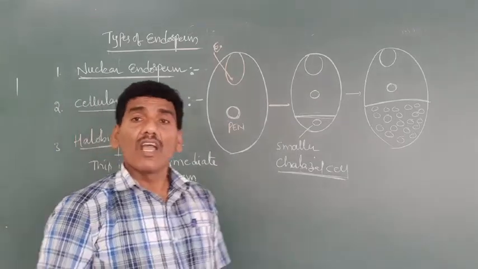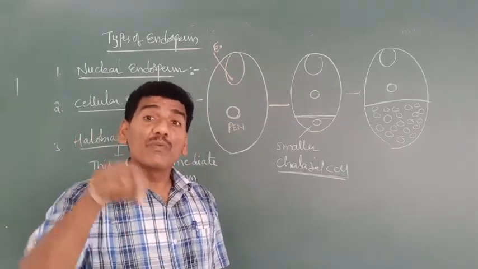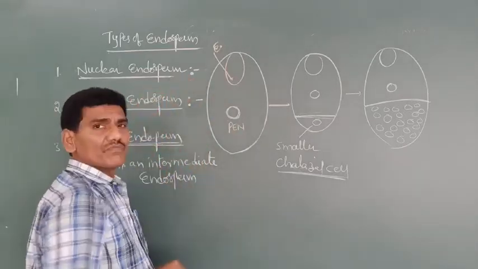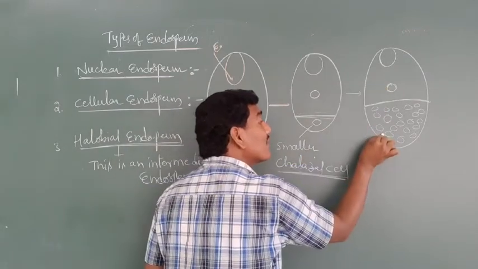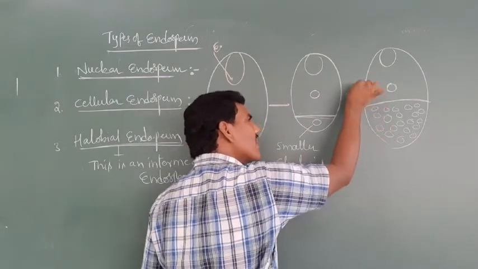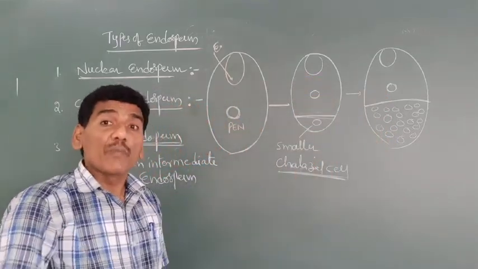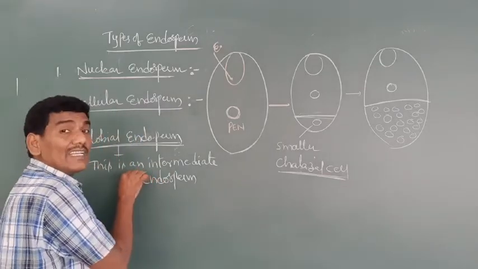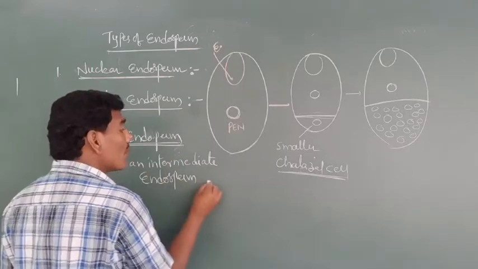That's why the helobial endosperm represents both the cellular type of endosperm as well as the free nuclear endosperm. This is the cellular type, and this is the free nuclear type of endosperm. Due to the presence of two types of endosperm, it is also known as the intermediate type of endosperm.